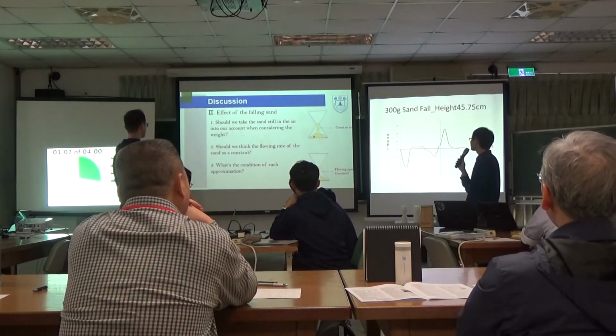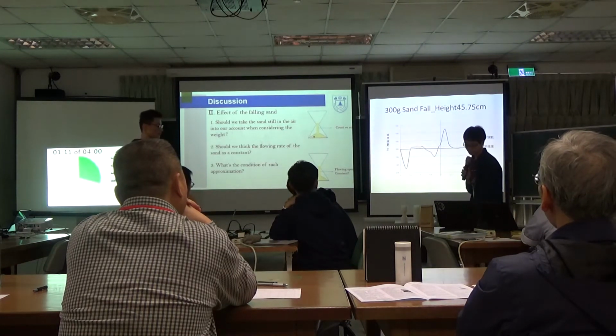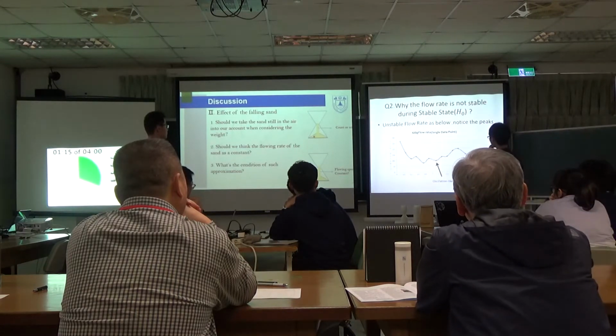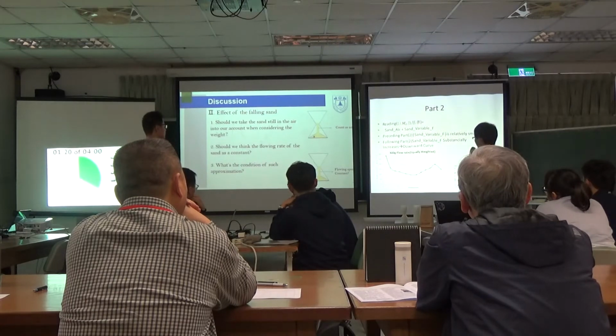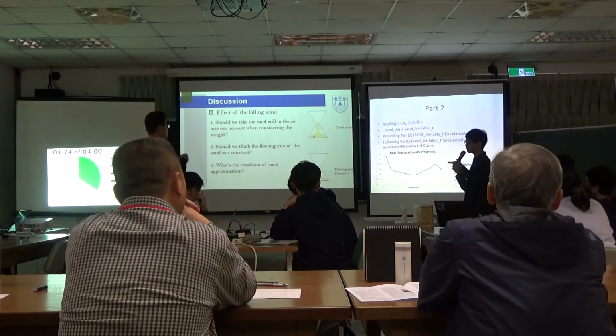And should we think of the flowing rate of the sand as a constant? Well, it isn't. We have an experiment graph. This is the flow rate of a single data point, and we have an equally weighted version of flow rate. So in our experiment, we found out that it isn't.